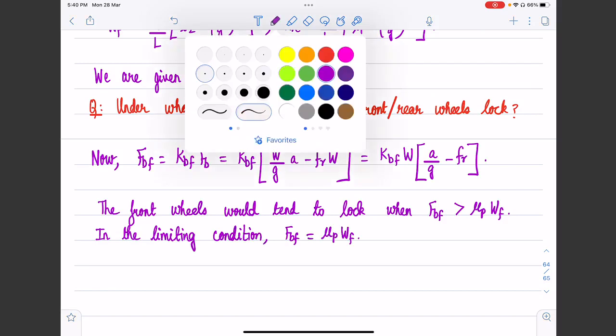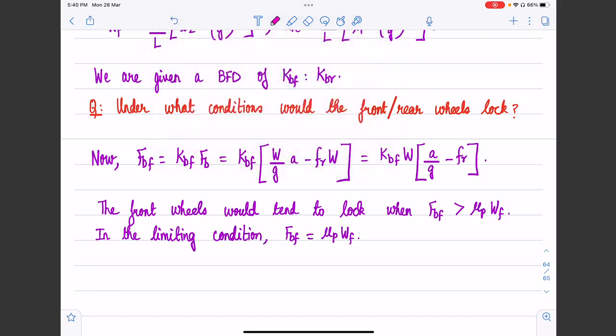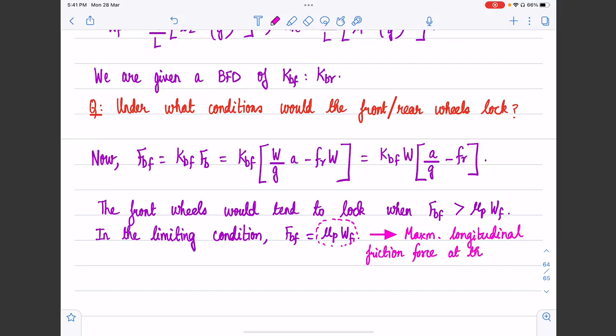This is the limiting condition. Why am I calling it a limiting condition? Because beyond this, if we increase FBF, the front wheels will tend to lock. And what is this mu P times WF? It is indicative of the maximum longitudinal friction force at the front tire road interface, which is something we already looked at.